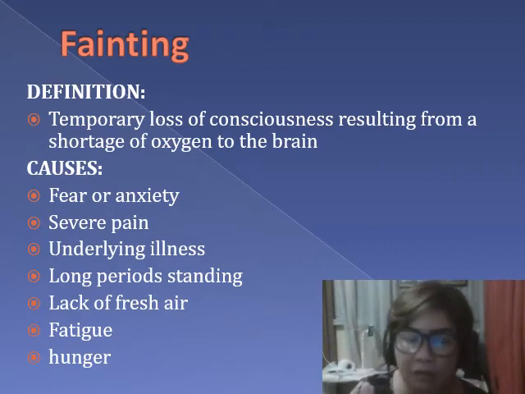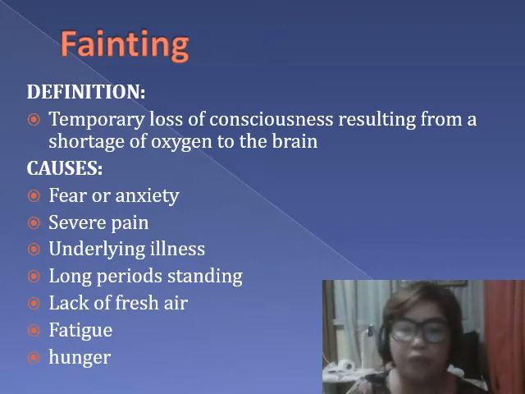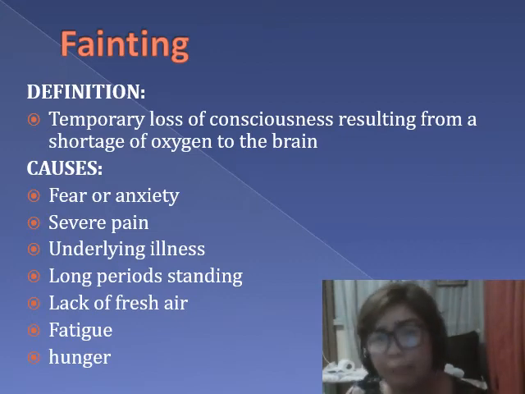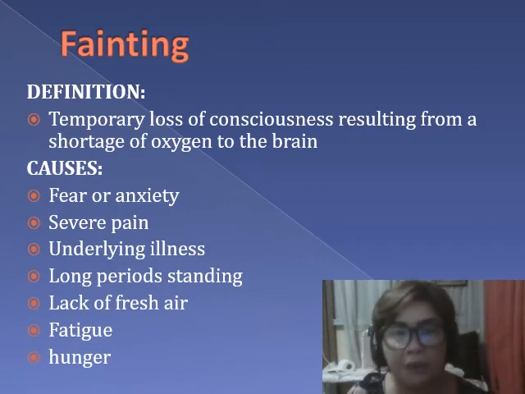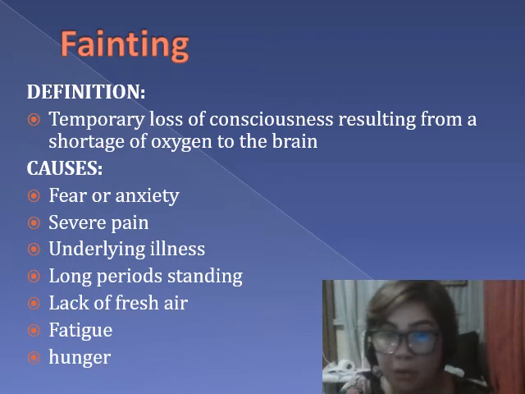Now, lack of fresh air, overcrowded parades, concerts, stampedes. So lack of fresh air. Fatigue, very tired, overworked. Extreme tiredness, then to a point that you faint. And of course, very common is hunger. Hypoglycemia, lack of sugar. Okay, lack of sugar in our blood. So that's why it's possible that we faint.